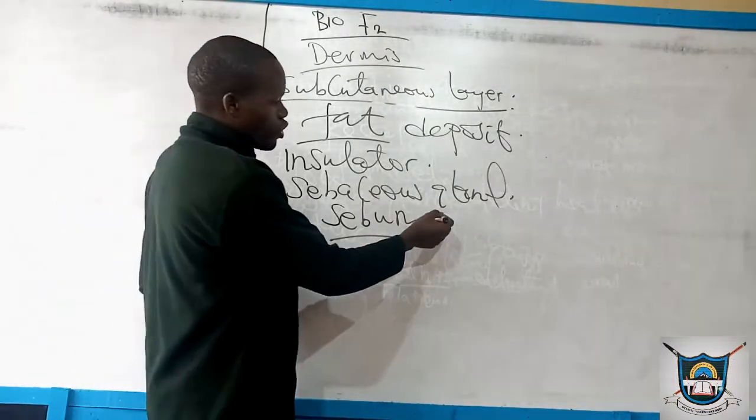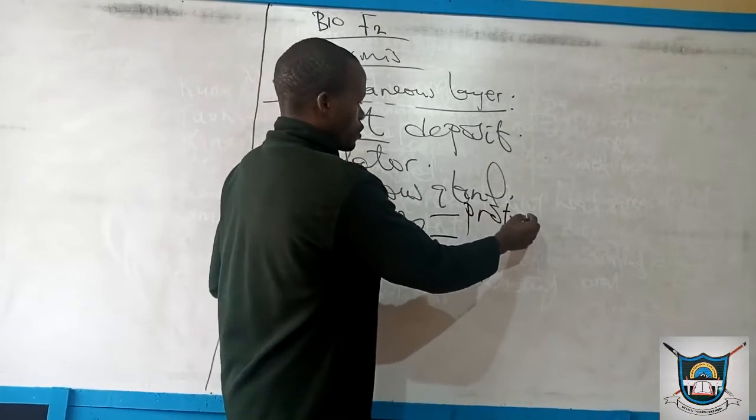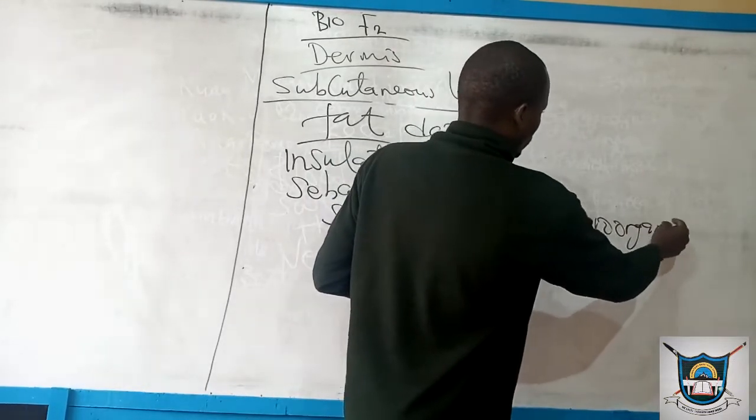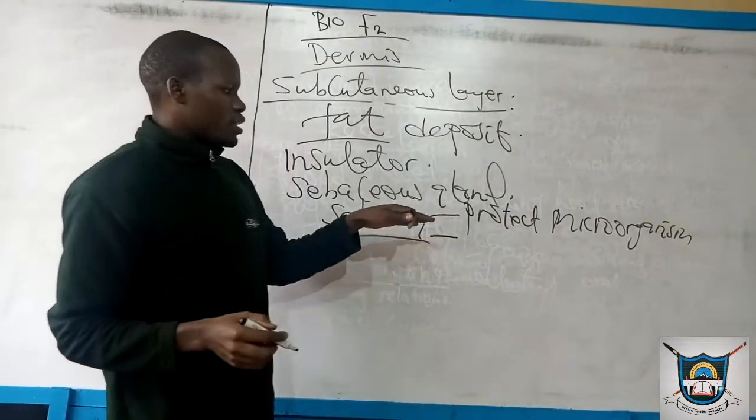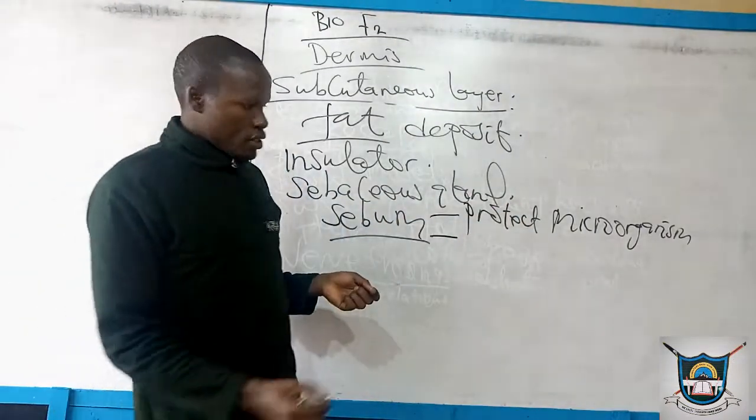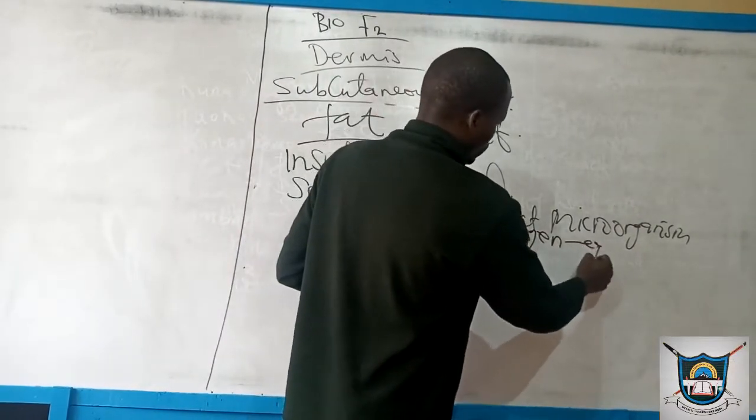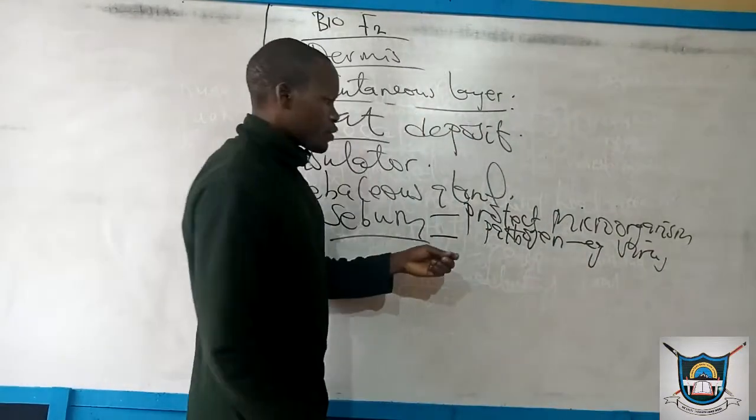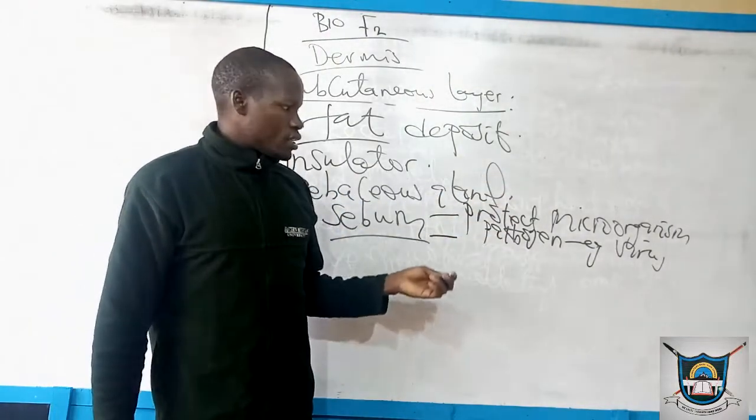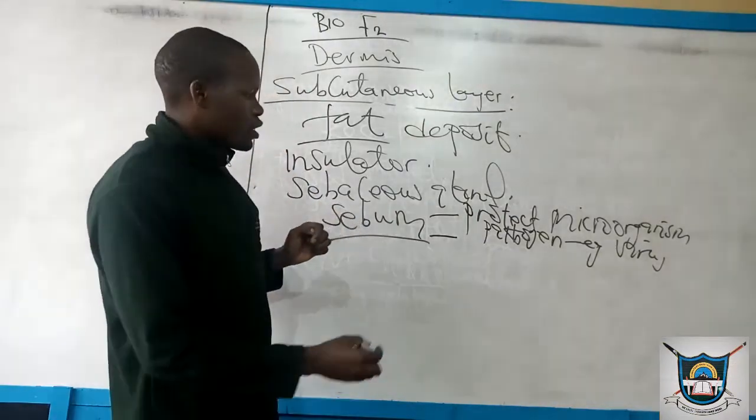This sebum is the one which protects against the entry of microorganisms. We see that the sebum protects the body from the entry of microorganisms, and these microorganisms mostly are pathogens. Examples of pathogens are viruses, or those which may cause illness in our body. And also this sebum makes the skin waterproof.